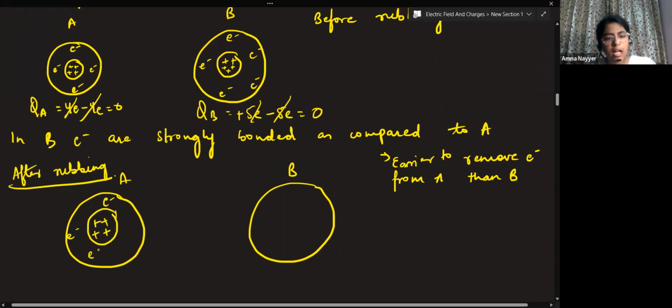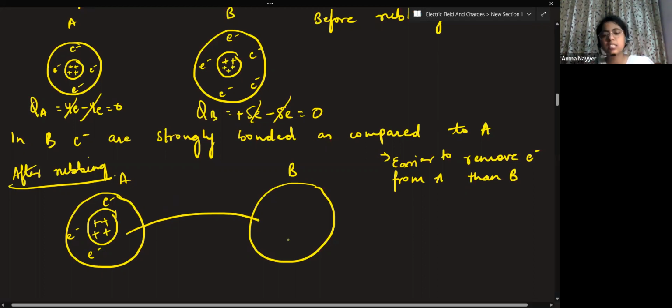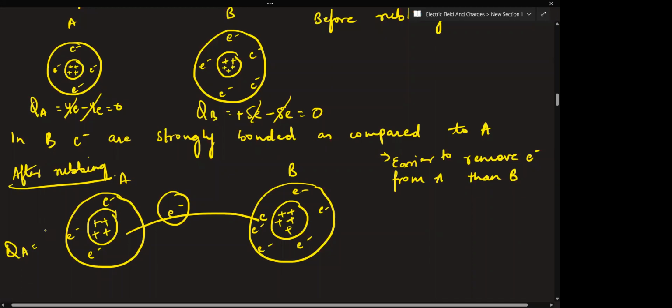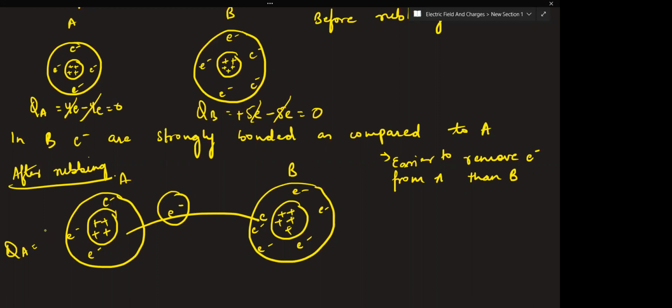So let's say one electron has been transferred. What happens after rubbing? When both of these objects are brought in contact and rubbed, one electron from A gets transferred to B. This is just a random condition I have taken, that only a single electron is transferred. So there were 5 positive charges in B, right? And this is B. Now the electron has been transferred from A to B. Now are they having the same charge as before rubbing? No. Which one will have negative charge? B will have, yes, right.